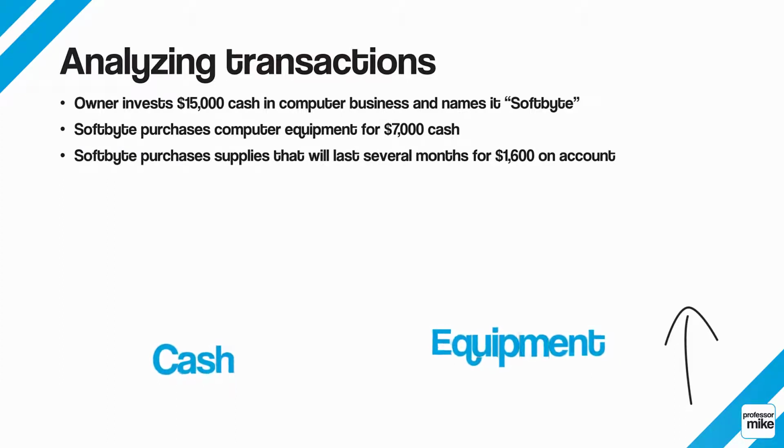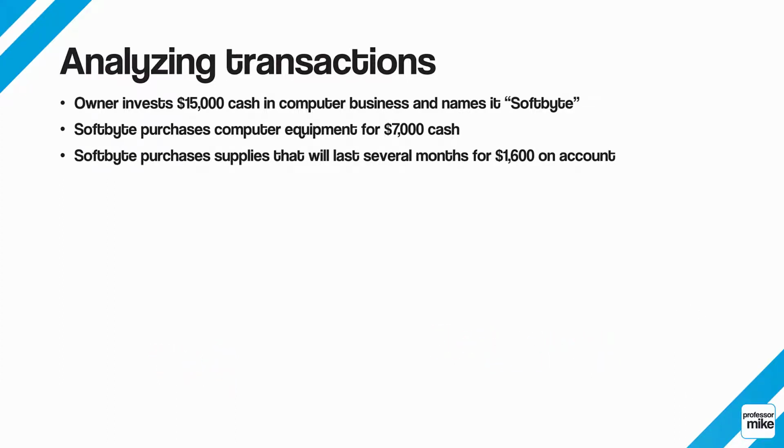Third transaction. SoftBite purchases supplies that will last several months for $1,600 on account. Now this has some new words that we haven't seen yet. We're seeing this on account and we're trying to figure out what several months means. But first of all, is this a business transaction? It sure is. So yes, it's a business transaction. Which accounts are being affected? Well, they're not paying cash. We've got this on account word. And what that's telling us is it's an account and we haven't paid it yet. So it's payable. It's an account that's payable. So the account's going to be accounts payable.